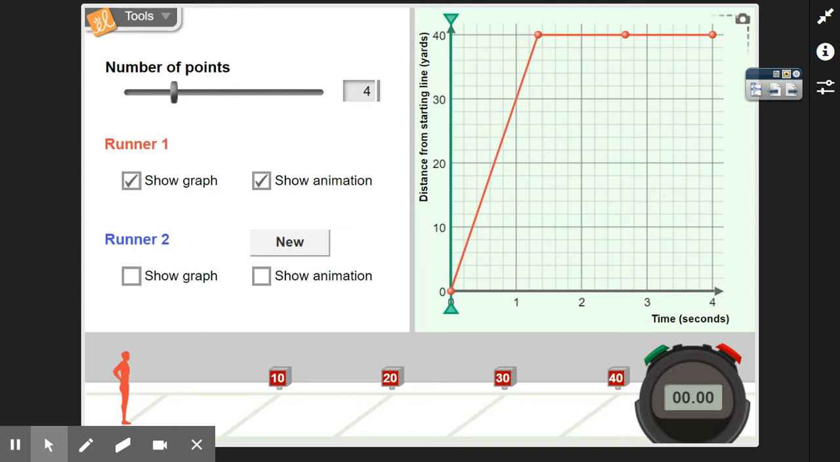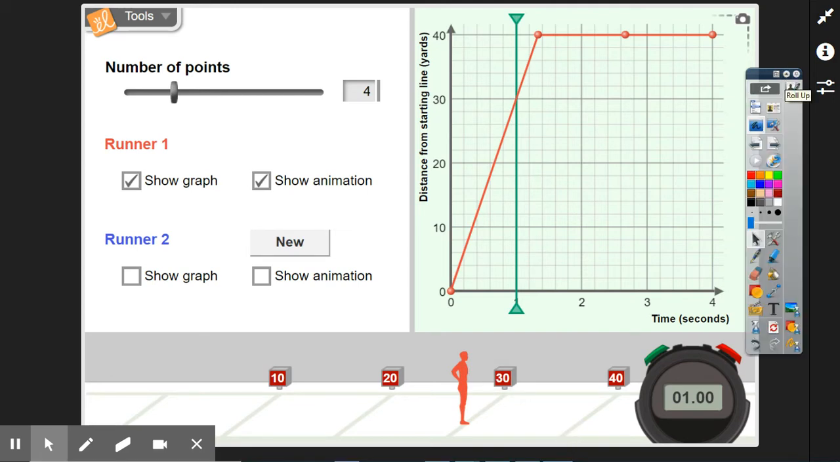So if we go for one whole second, you can see on my timer down here, my stopwatch, I have 1 second. This runner is at 30 yards. And we can see that because we have 1 second right here. That's what our timer says. And if I follow this green line straight up, it is right here at 30 yards. So that is where the runner is at 1 second.